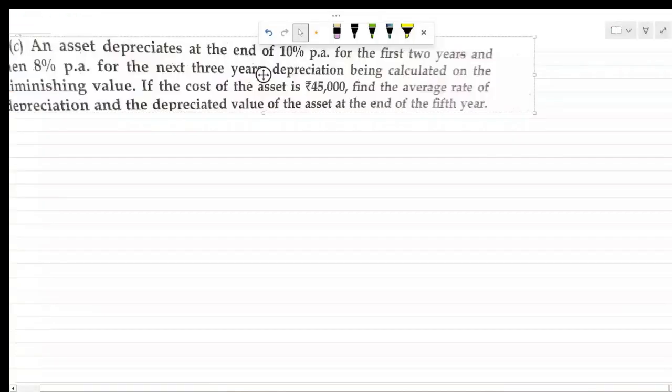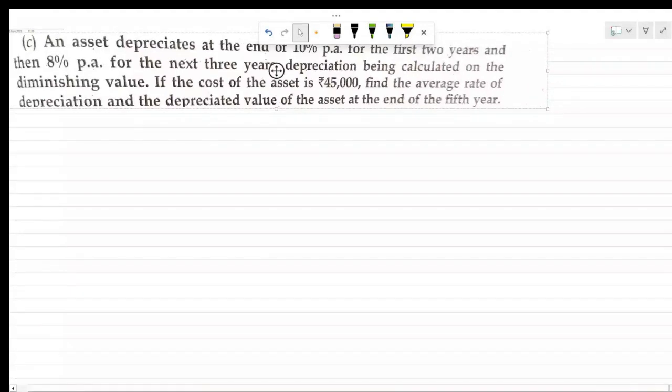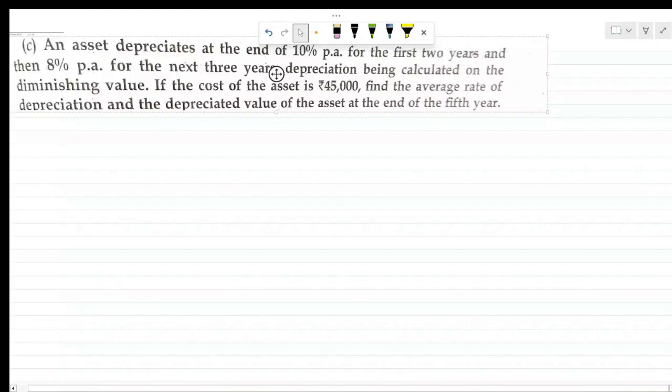All right. So this is a question that is given to us that there is an asset that depreciates at the rate of 10% per annum for the first 2 years and then 8% per annum for the next 3 years. The depreciation being calculated on the diminishing value. Now here there are two different rates of interest that are given to us. One is 10% and the other is 8%.